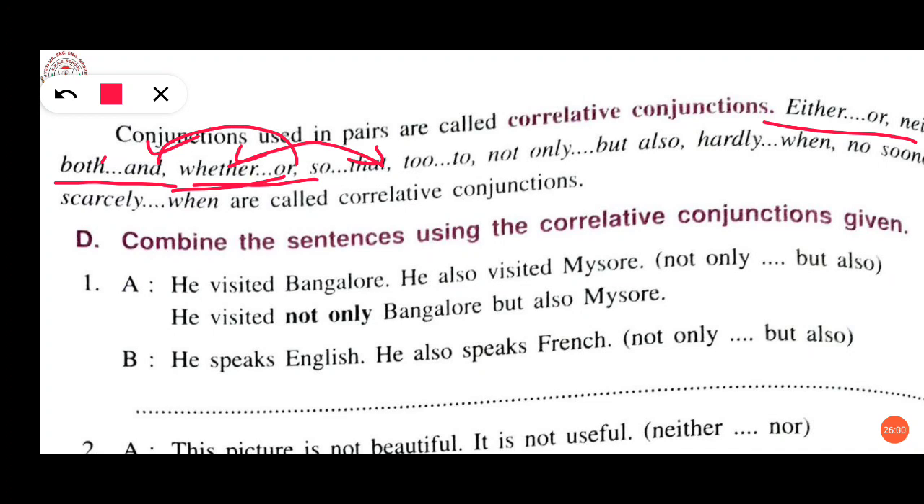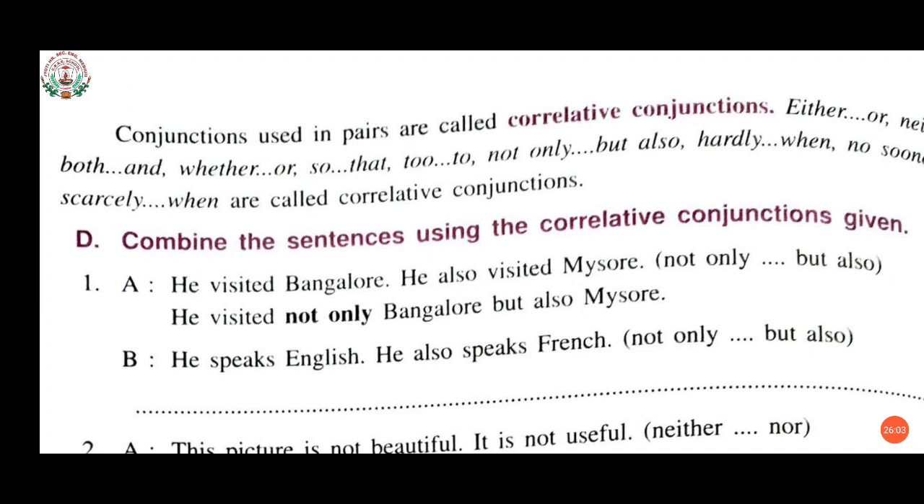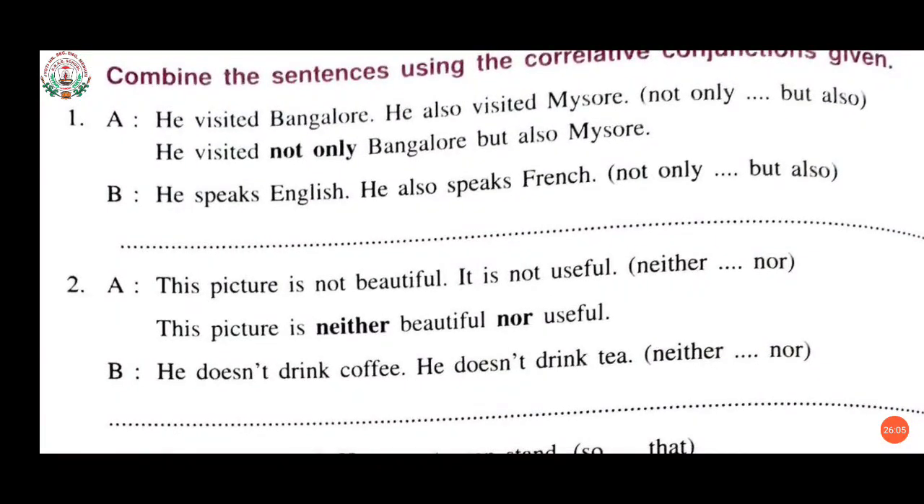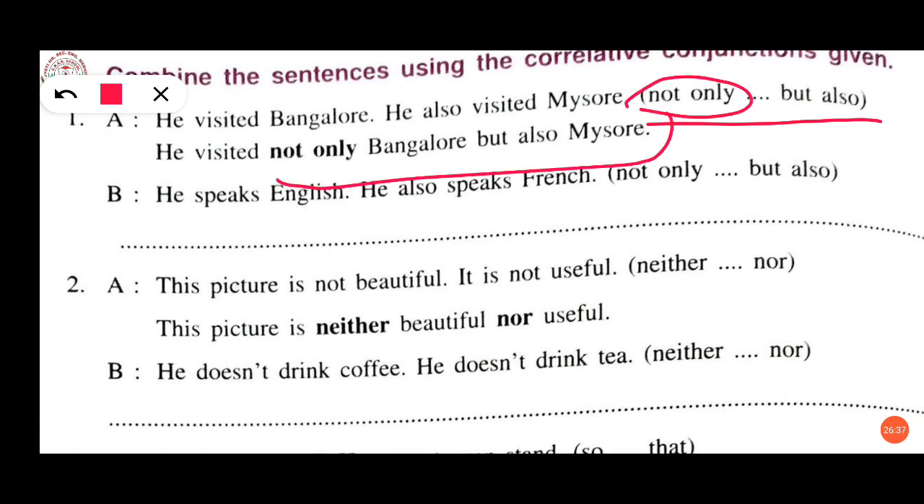No sooner than, hardly when. If we join the sentence, we will understand with the help of one example. Let's see one question, that is D1, combine the sentences using the correlative conjunctions given. So first one, as you can see, A is: he visited Bangalore and he also visited Mysore, and in the bracket the correlative conjunctions given are not only but also. So it becomes: he visited not only Bangalore but also Mysore.